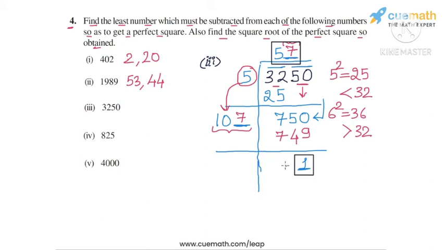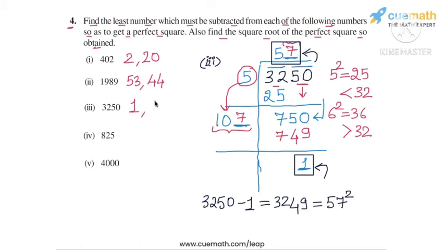And we see that the reason 3250 is not a perfect square is because we are getting this remainder of 1. So if we take away this remainder of 1, we will get a perfect square, and the square root of that perfect square will be 57. And you can verify this. 3250, if you subtract 1 from this number, you will get 3249, and this number will be exactly the square of 57. So the answer for part 3 is that the smallest number you can take away is 1, and the square root of the resulting number will be 57. So that completes part 3.